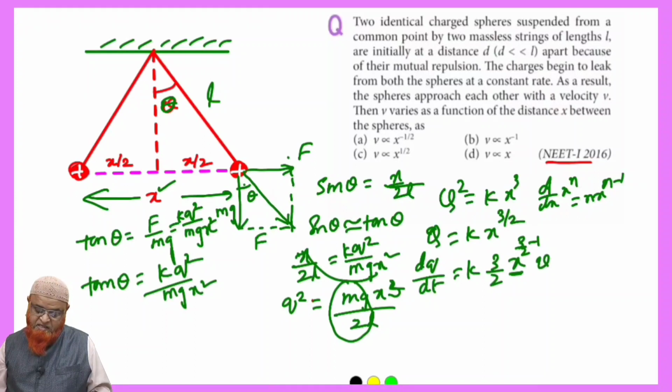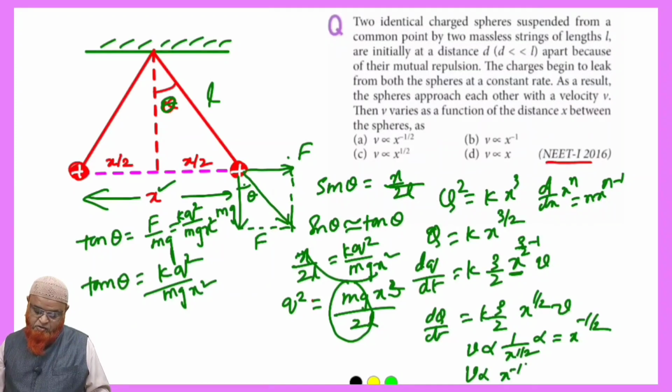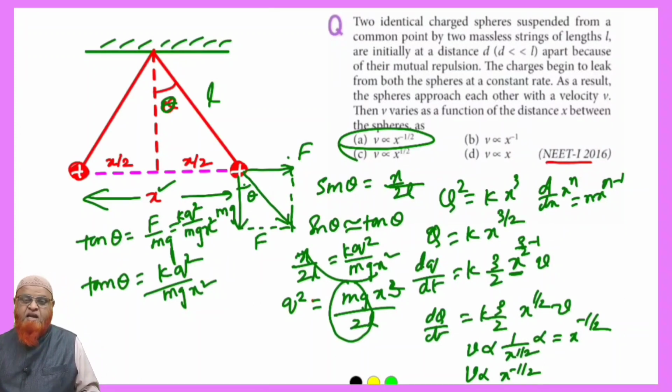dx by dt is considered as v here. Okay, so it is considered as v here. So now if you observe here, what are you going to get here now? So dq by dt is equal to k times 3 by 2 x power of 1 by 2 into v. Okay, so with this it is understood that v times x power 1 by 2 is constant, which means v is directly proportional to x power of minus 1 by 2. So therefore v is directly proportional to x power of minus 1 by 2. That's it. So this is going to be the correct option, that is option A. Hope you have understood this one. Thank you very much.